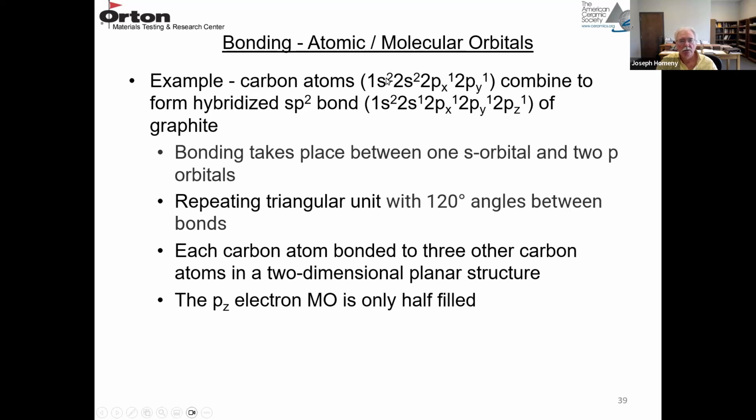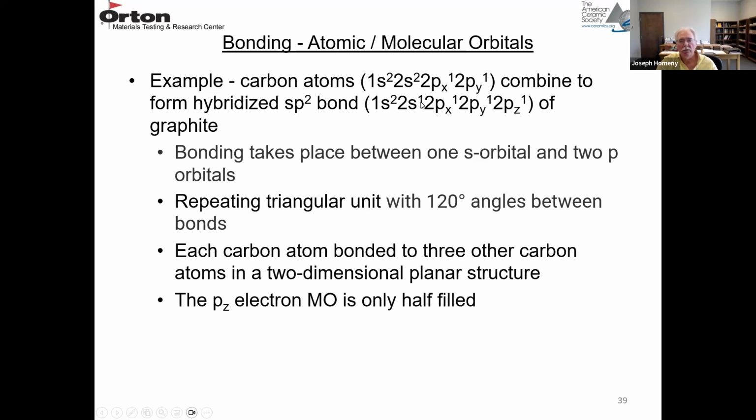Carbon is 1s2, 2s2, and then 2px1, 2py1. So we can call the three p suborbitals x, y, and then z. So what happens when we form graphite? We form a hybrid sp2 bond. So we have a 1s2 orbital, and now we have a 2s1 orbital.